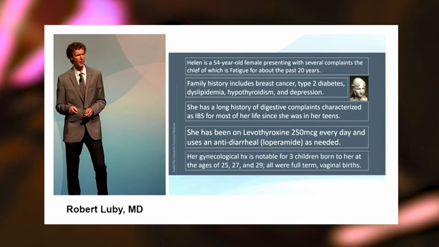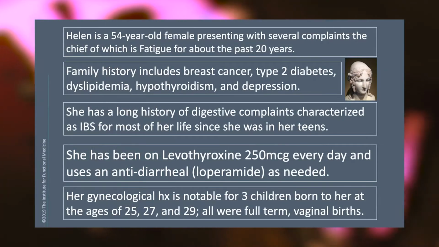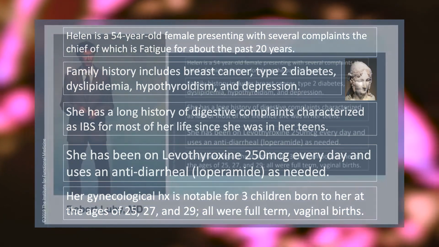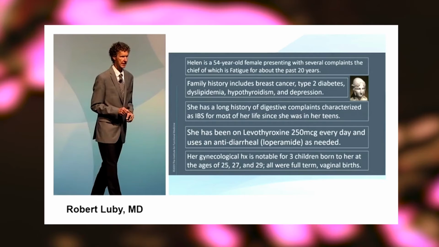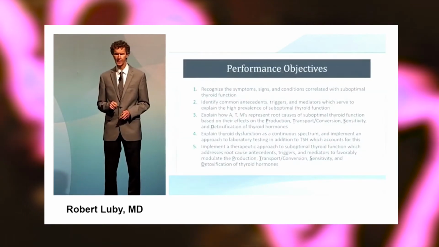All right. What does this last item tell you about the timing of the onset of her hypothyroidism? 3 pregnancies carried to full term within 4 years in her late 20s. Did she have hypothyroidism then? Unlikely. If you can do that, you're unlikely to have hypothyroidism.